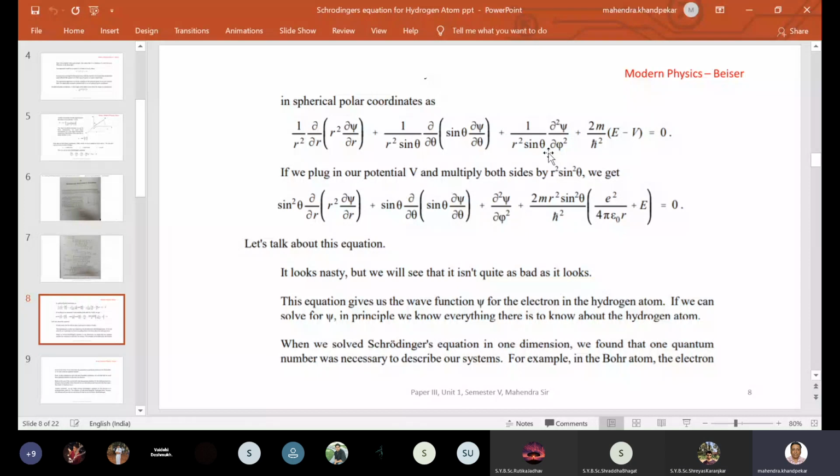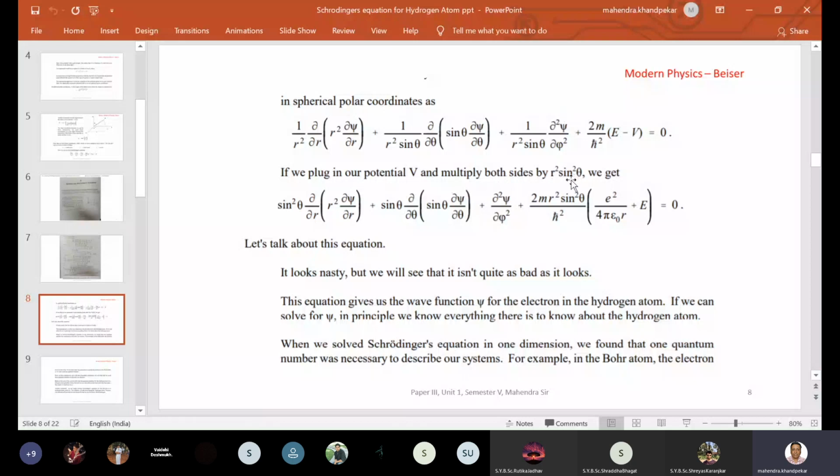Now what you have to do is, with this Schrodinger equation, which is in spherical polar coordinates, we are going to play maths. After playing maths, you will see that we can arrive at the three quantum numbers. What are they? n, l, and m_l. Let us see how.